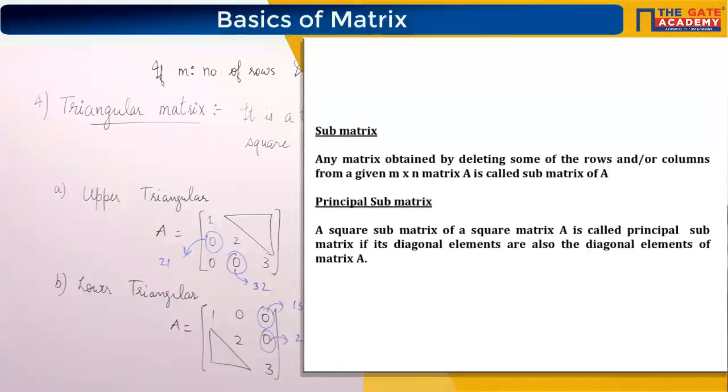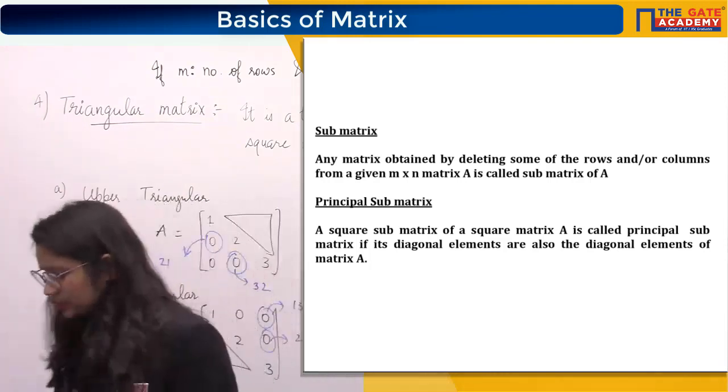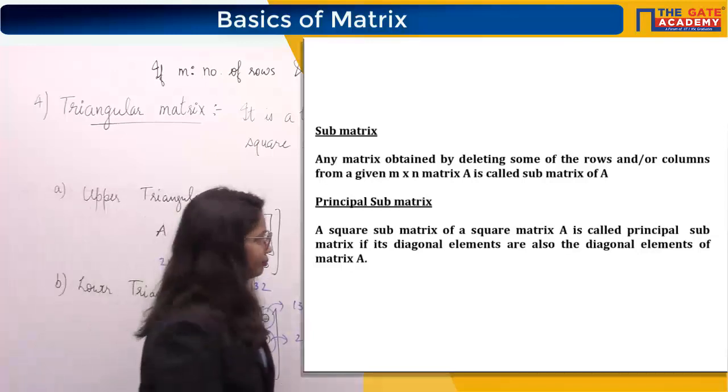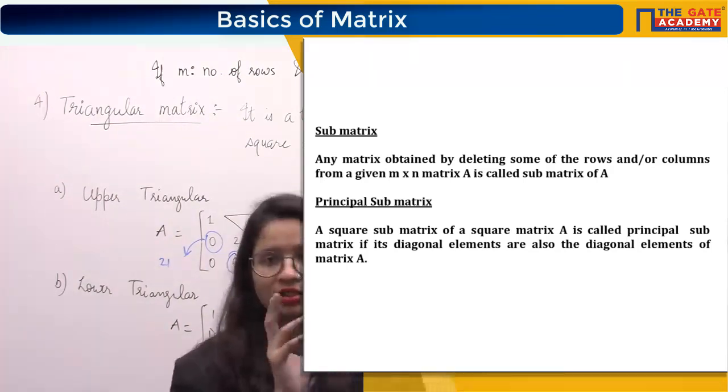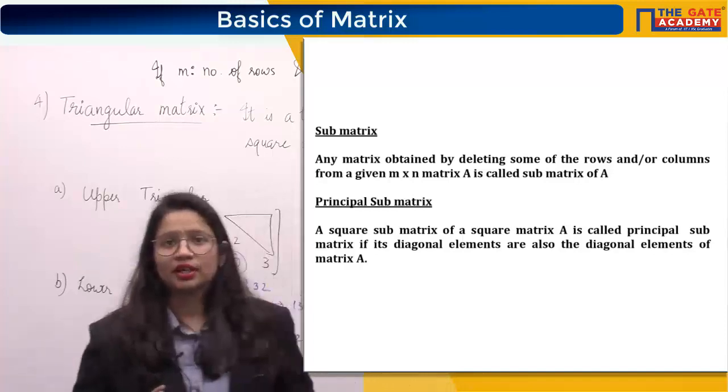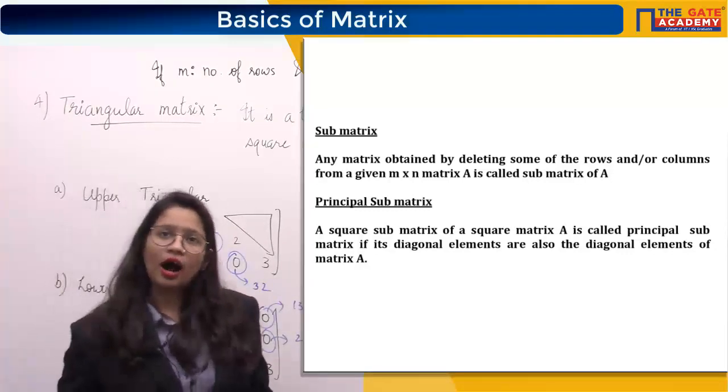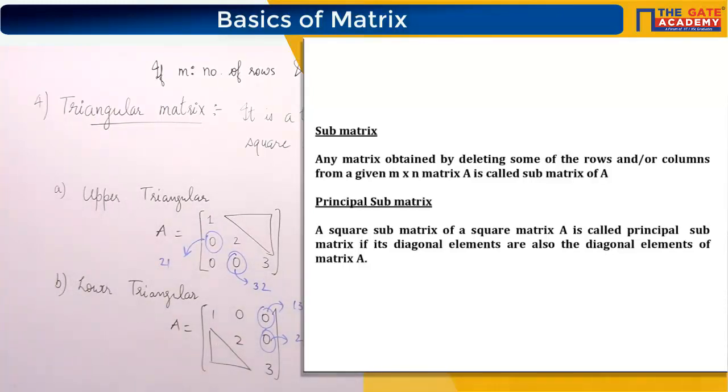Now let's see two more terms which are written on your slide. So please see the first term, submatrix. And write down the definition from the slide. Any matrix obtained by deleting some of the rows and or columns from a given m cross n matrix is called a submatrix of A. What is the condition? Delete some columns and or rows, and then find out the matrix. So let's take an example, that there is some matrix A.